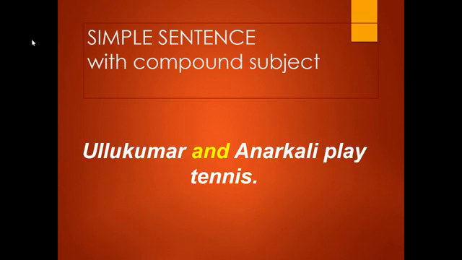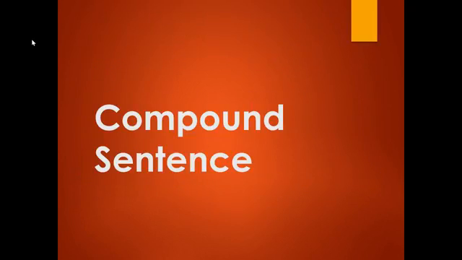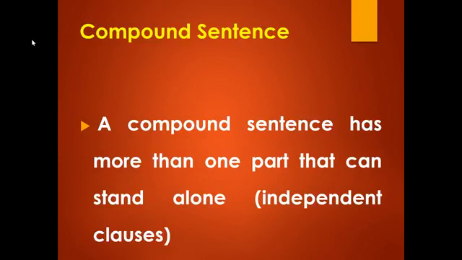So over here, a simple sentence with a compound subject is: Ullu Kumar and Anarkali played tennis. And a simple sentence with a compound subject and a compound predicate, compound meaning together, is: Tom and Mary play tennis and swim. That is why I don't want to give such names, right? Now let's go to compound sentences, right?